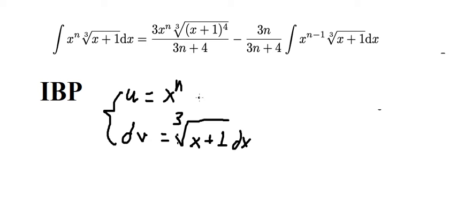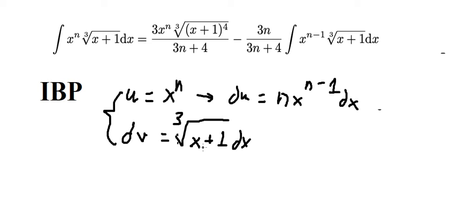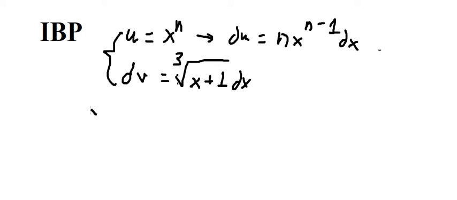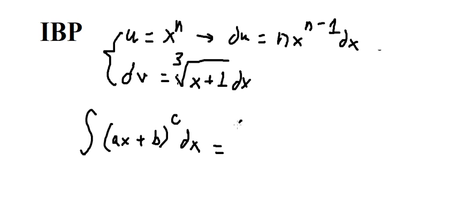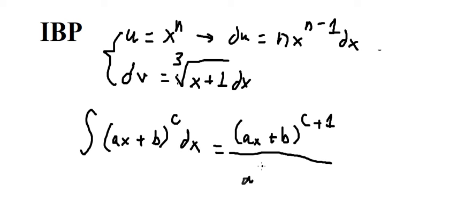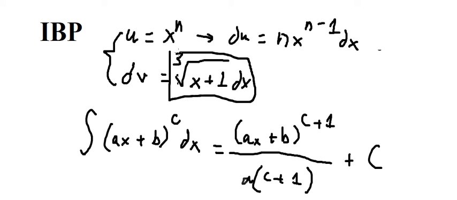So first the derivative of this one, we have n s to the power of n minus 1 ds. This one, we have the formula in here: as plus b to the power of c is as plus b to the power of c plus 1 over a multiplied by c plus 1, and we put capital C. Now we can apply the formula in here.